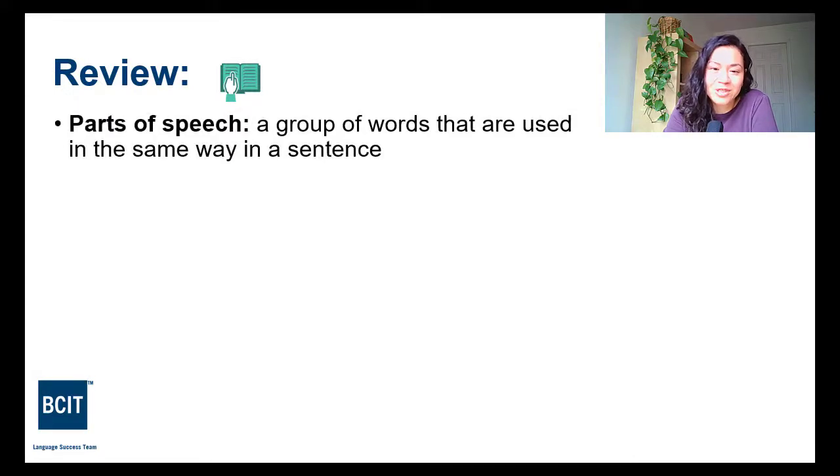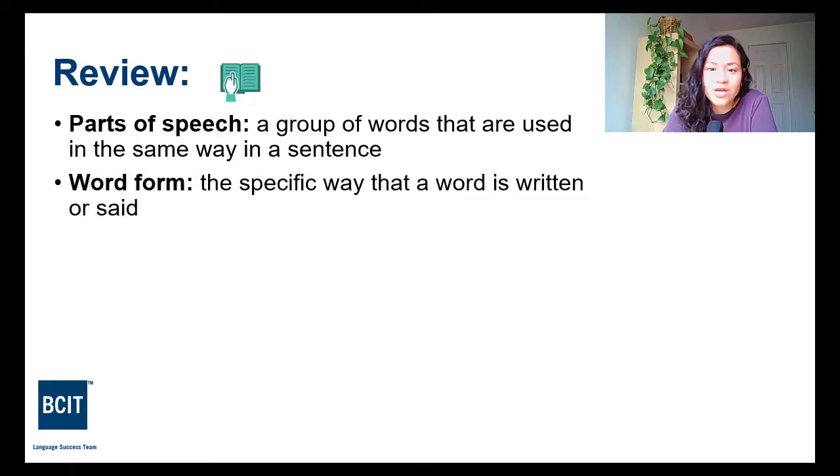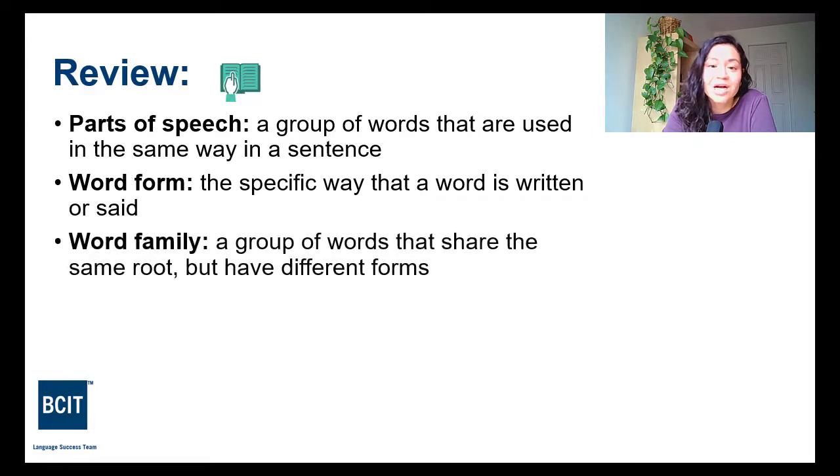Recall that parts of speech means a group of words that are used in the same way in a sentence. So we know there are 9, like nouns, verbs, adjectives, adverbs, pronouns, etc. And a word form means the specific way that a word is written and said. And a word family is a group of words that share the same root but have different forms.